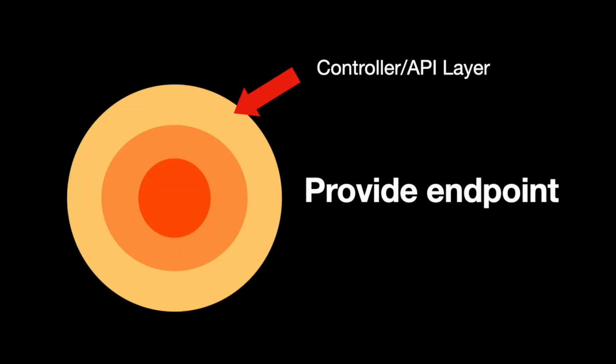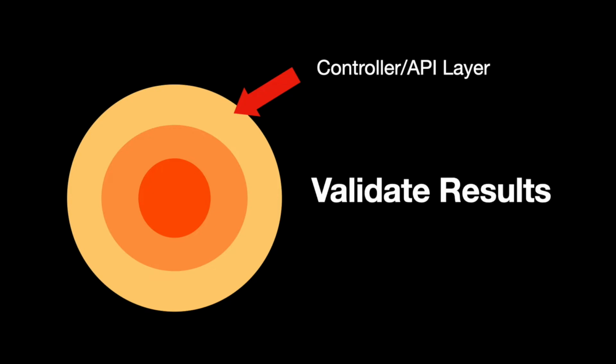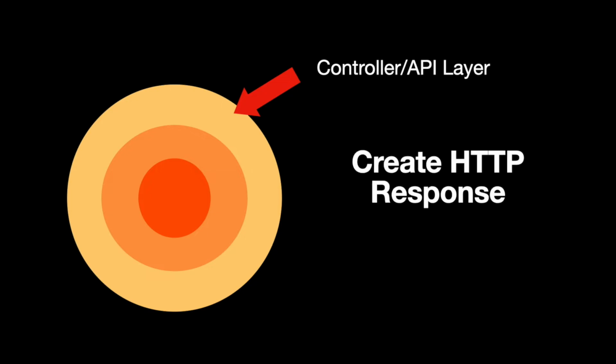Okay, let me introduce some abstraction layers that you must know while developing a web app. Not all web apps use this pattern, but this is an extremely common architecture in the JVM world like Java, Scala, and Kotlin, so it is very useful to know. So, the outermost layer is the controller or API layer. This layer provides endpoints, validates requests, calls the service, validates the results that are returned by the service, and creates an HTTP response accordingly. In our case, we will create HTML and attach it to the response so that users can see the UI.